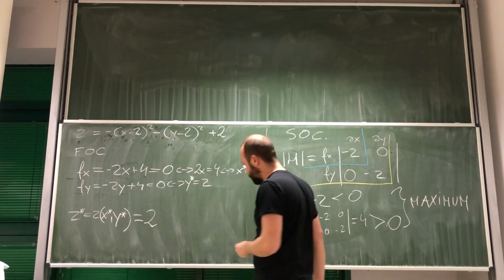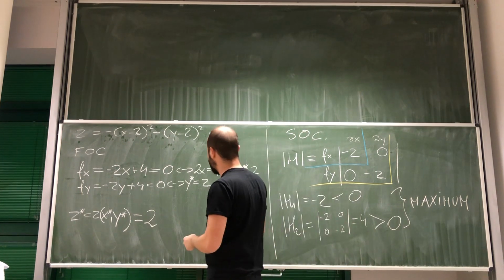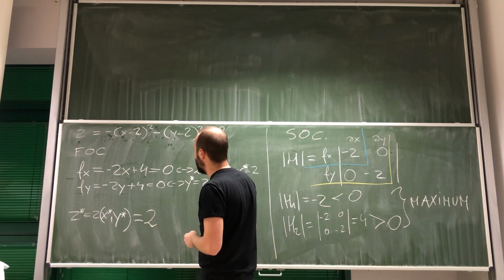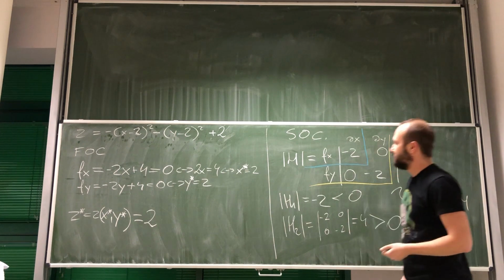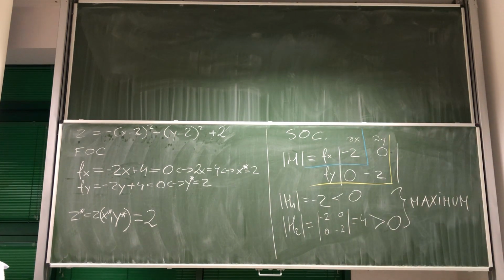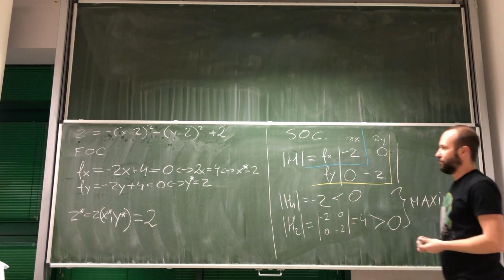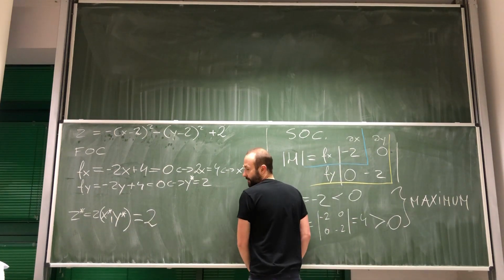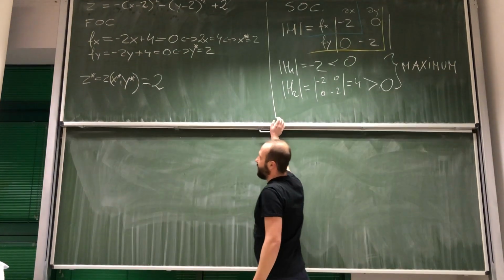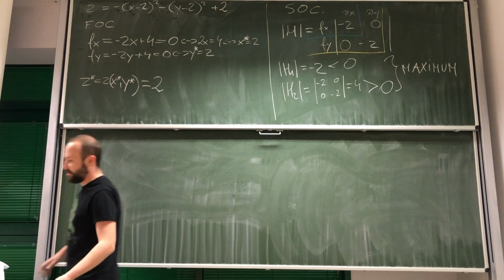So look, the solution to our problem is a triplet of points: x equal to 2, y equal to 2, and z equal to 2. Okay, now let's try another example.